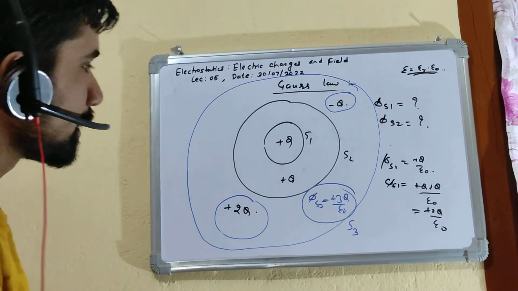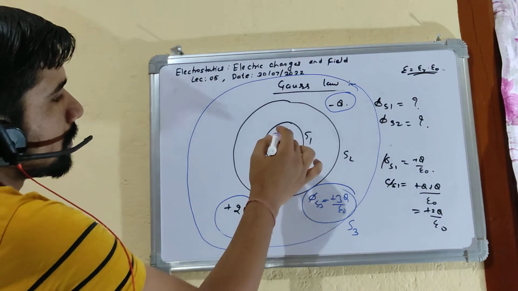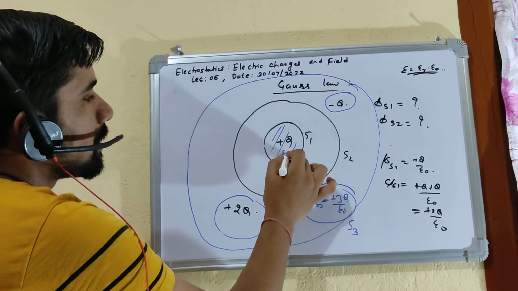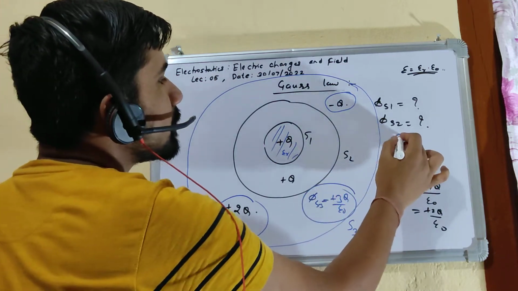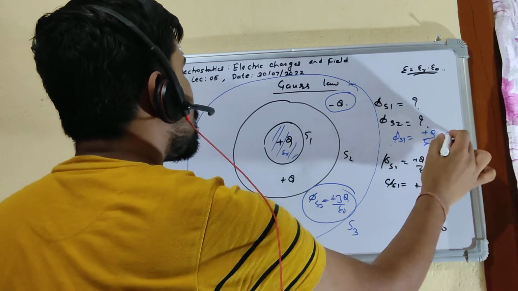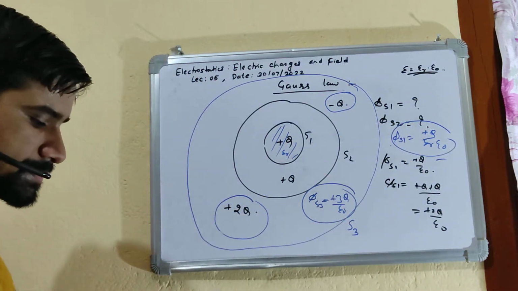Now, as I said, this is only applicable when all the mediums are vacuum. Let's say I put a dielectric inside S1, which has a relative permittivity of epsilon r. The net flux through S1 will now be plus q by epsilon r epsilon naught.